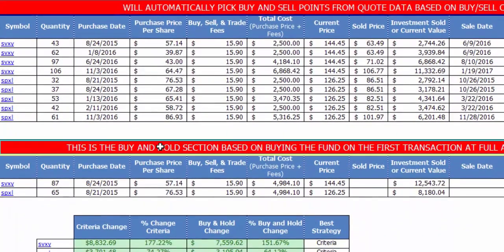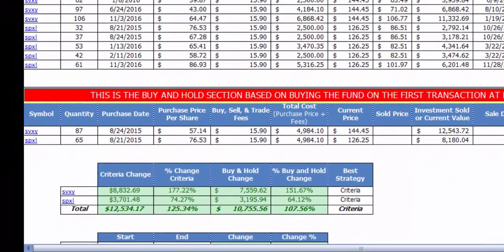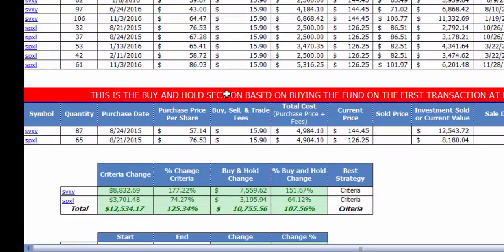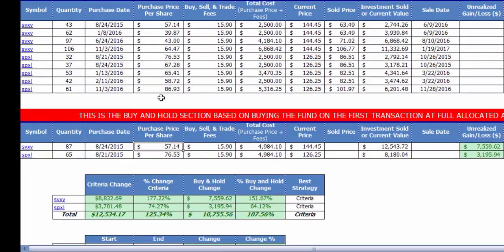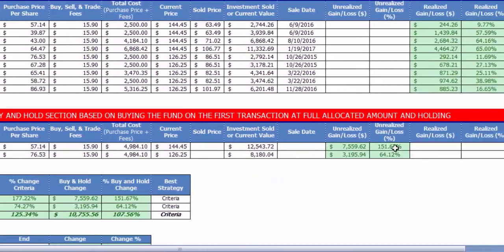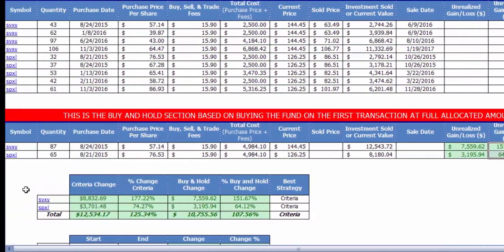So the buy and hold criteria is it buys on the first date, uses all the money allocated. You can see 57.14, 57.14, but it's got twice as many shares. So if you took this first buy date and just said, you know what, I'm going to buy and hold it until now, same thing with SPXL, your buy and hold criteria would have yielded this much return.